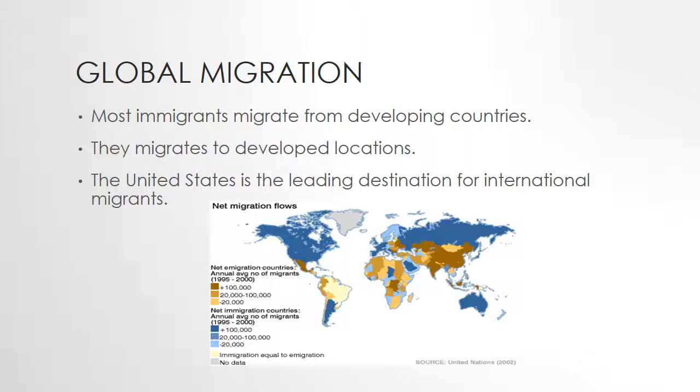Most migrants migrate from developing countries like those in Africa, North and Central America, and East Asia. They migrate to developed locations such as North America, like in the United States, or Western Europe, like in France, Spain, or the UK. The United States is the leading destination for international migrants.